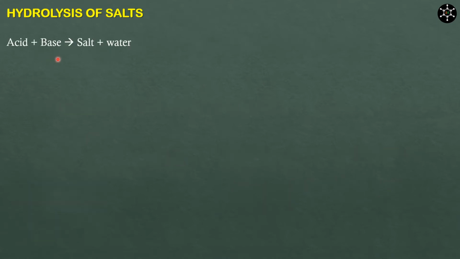Acid reacts with base to give salt and water. If we do the reverse reaction, that is, addition of salt into water gives acid and base. Since we are splitting salt using water, this is called hydrolysis of salt. Hydro means water, lysis means splitting. Since we are splitting salt using water, this is hydrolysis of salt.